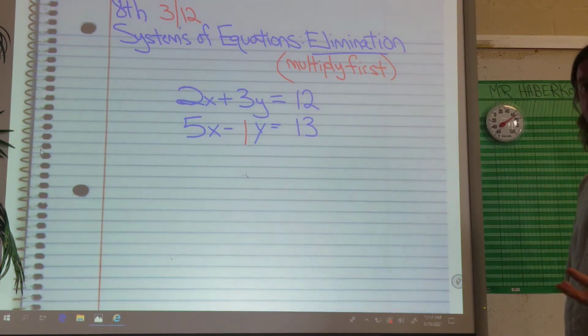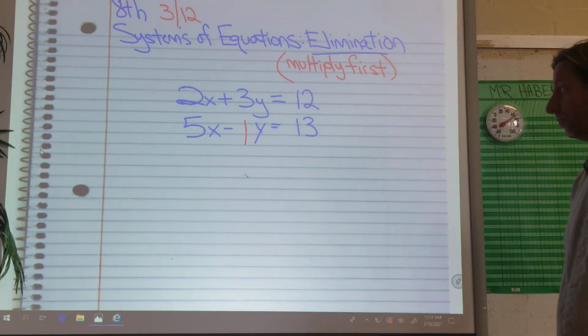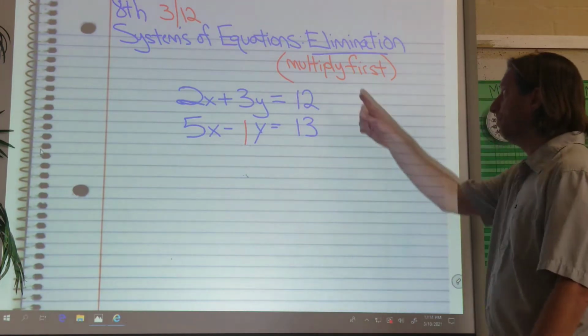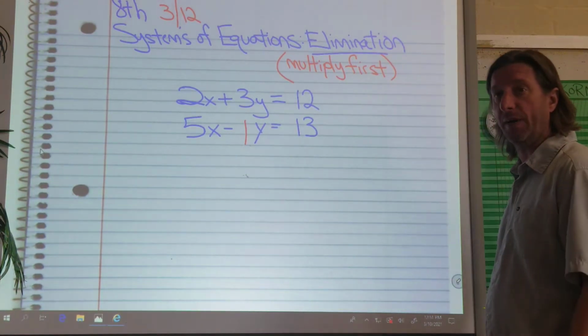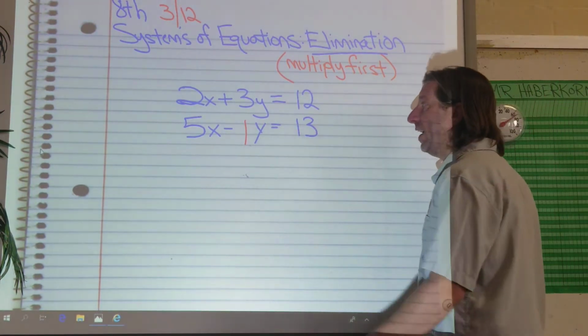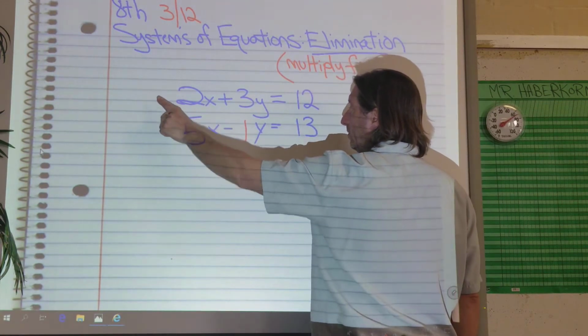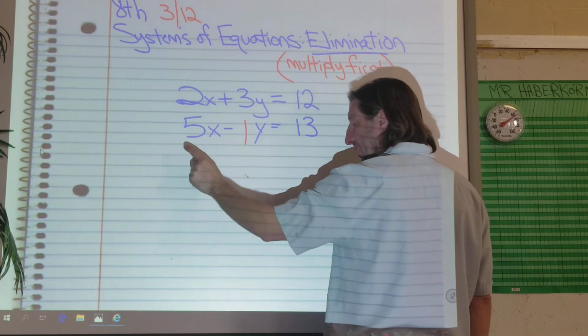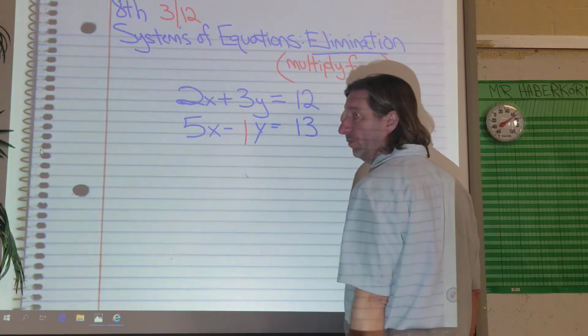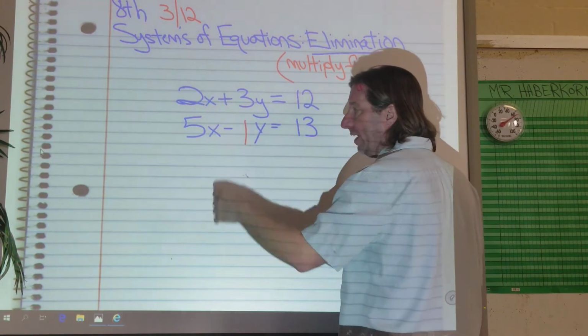We have to fix this, right? So there's a couple ways I can go about it. And that's by multiplying the entire equation by something, okay? So I could turn this into a 10 by multiplying by 5. And I could turn this into a negative 10 by multiplying by negative 2. So then those would eliminate.